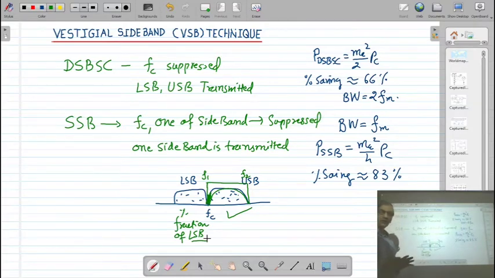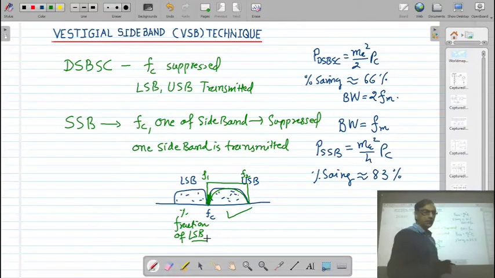You can also have a full transmission of the lower sideband frequency and a fraction of the upper sideband frequency. So one of the sidebands is my wanted frequency and the other sideband is my unwanted frequency, and we are taking only a fraction of the unwanted sideband frequency. So due to this, what will happen?